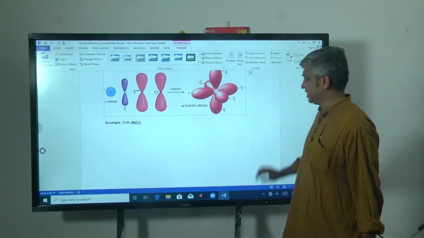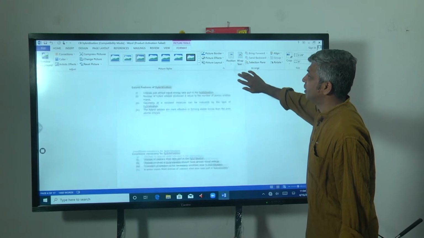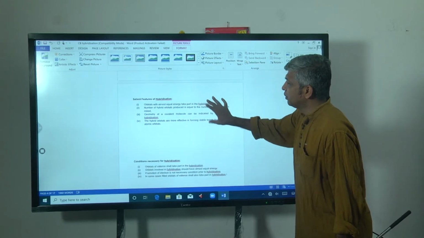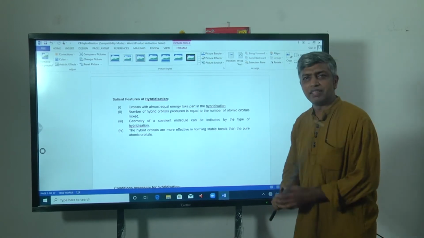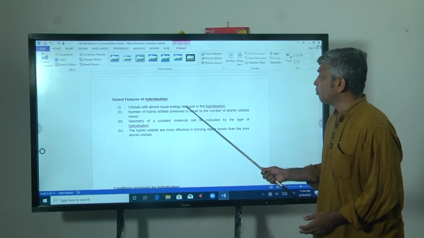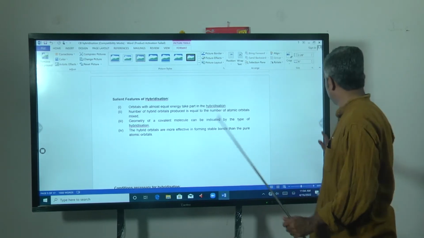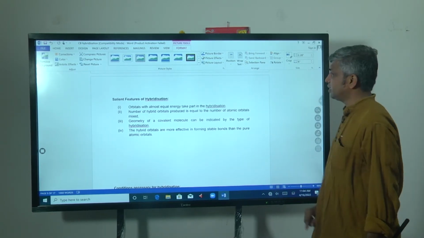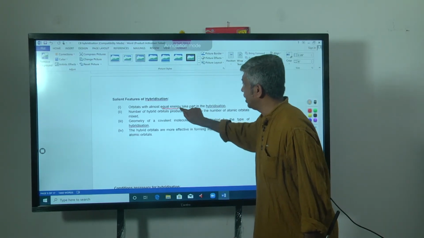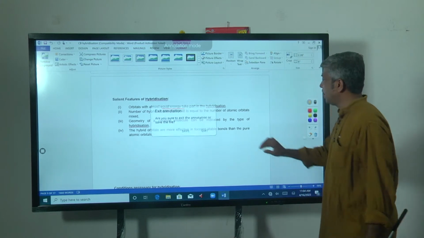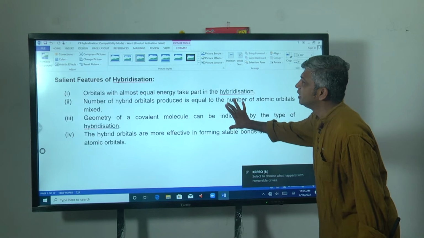Let us go for the next, that is the salient features of hybridization. By going through this, you can come to a conclusion about what the salient features of hybridization are. Orbitals with almost equal energy will take part in hybridization. When you are doing the hybridization process, only atomic orbitals of equal energy are involved. That is the first point.